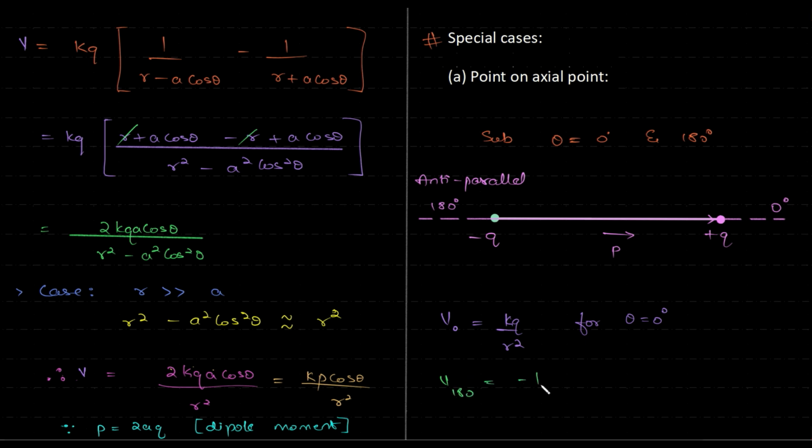This will be equal to minus KQ by R square, for theta is equal to 180 degree. So this is your minimum and that's your maximum.